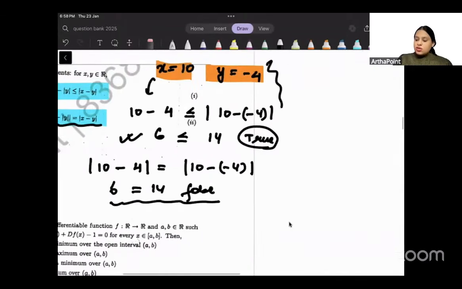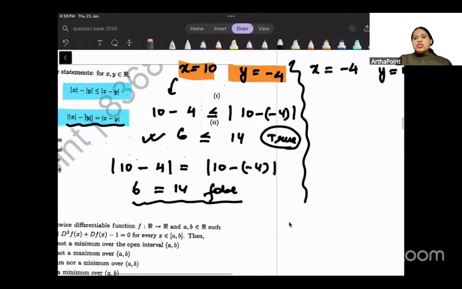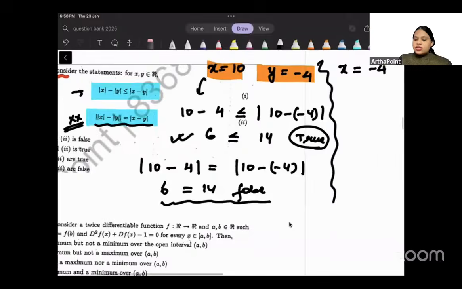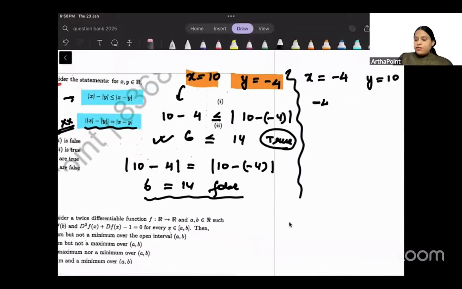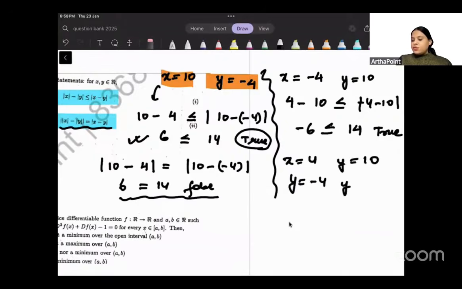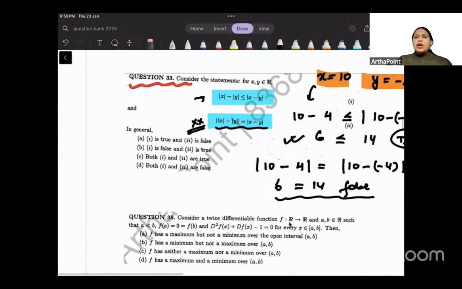Now you can just alter the example. Take x to be -4, y to be 10 and just take statement 1, because statement 2 we have already declared false with one example. So you just have to check statement 1 again. So mod of x will be 4 and mod of y will be 10, less than equal to mod of -4 minus 10. So 6 less than equal to 14, which is also coming out to be true, right? You can also check with x equal to 4, y equal to 10 and x equal to -4, y equal to -10. You will find that in all cases, it will come out to be true only.